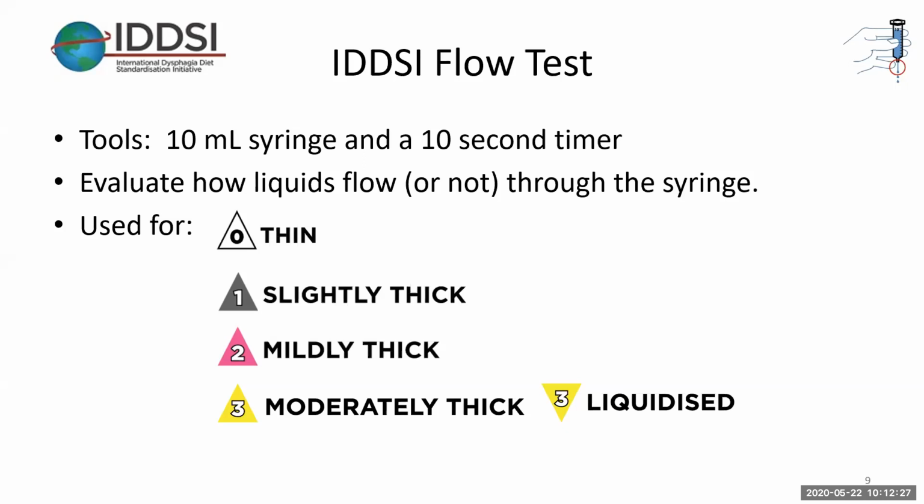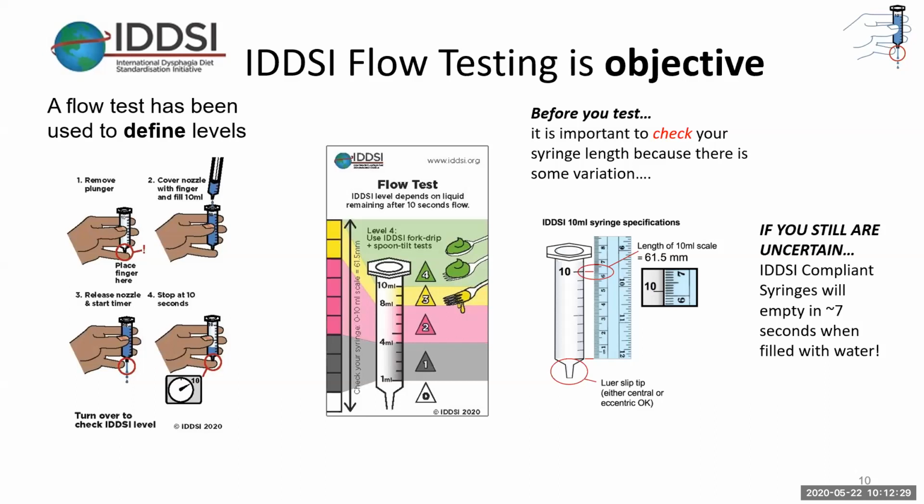To perform this test, you remove the plunger from the test syringe and cover the nozzle with your pinky finger to make a good seal. Then you add 10 milliliters of liquid. You are testing of the syringe, usually using a second syringe. Then you remove your pinky finger for 10 seconds to let the drink flow out. And after 10 seconds, the amount remaining will classify the IDDSI level of the liquid.